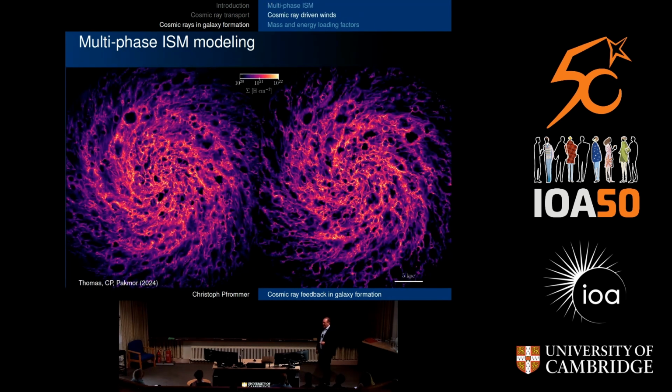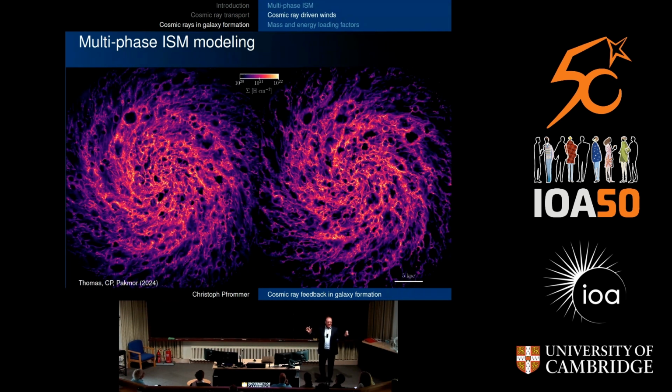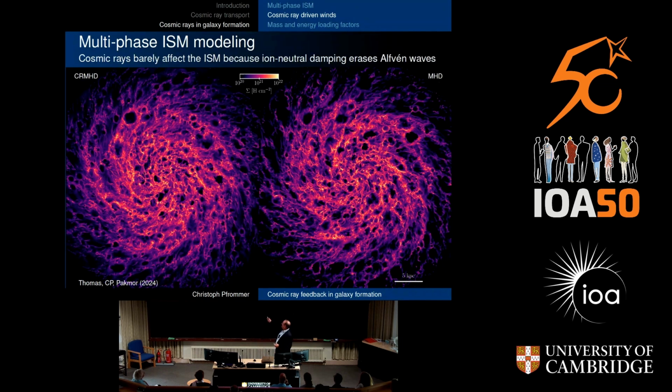All right. Now, after all this works, one of these galaxies is run with cosmic rays, the other one without. Which one is which? Well, you shouldn't see a lot of difference. The left one, sorry, is run with cosmic rays, the right without. Why do cosmic rays not affect the interstellar medium? Well, because in this phase, ion-neutral damping is very strong. It wipes out all the Alfven waves so that cosmic rays cannot really scatter and are maintaining a very smooth distribution.